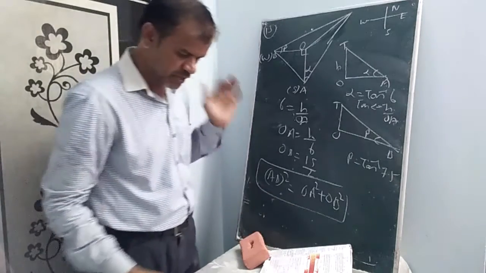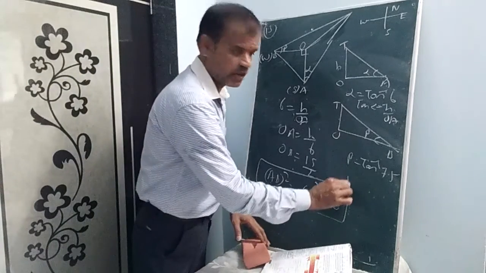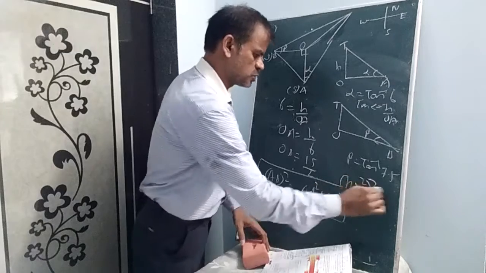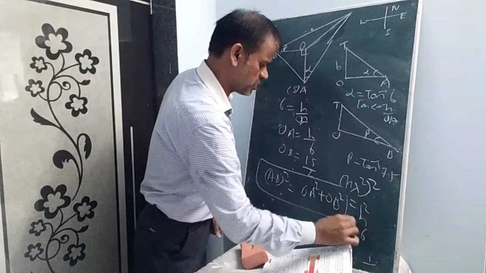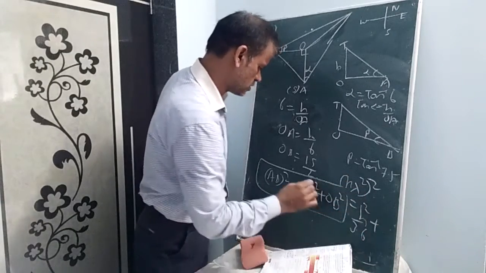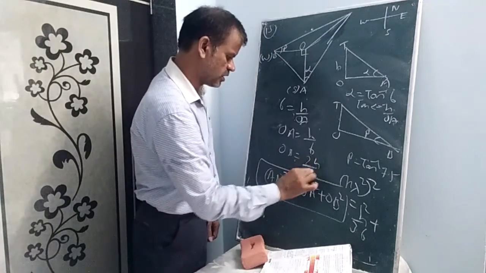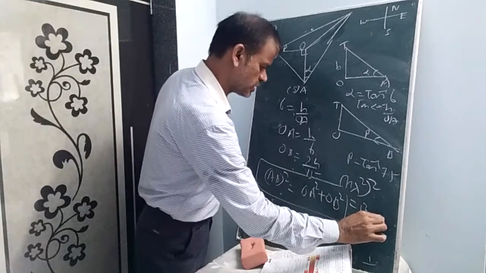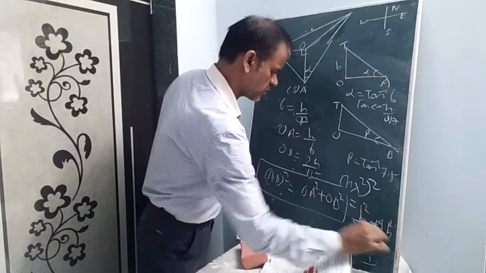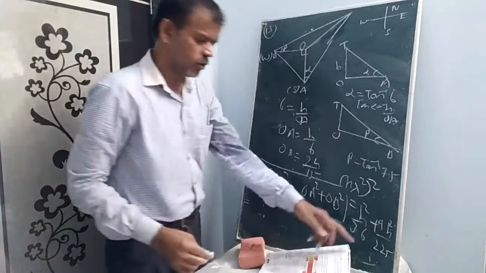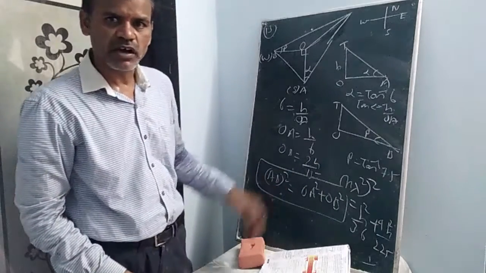You can apply here AB meaning H lambda. H lambda whole square is equal to H square by 36 plus OB, so 2H by 15 directly I am writing. So 2H whole square means 4H square by 225. Now take LCM, you will get the answer.